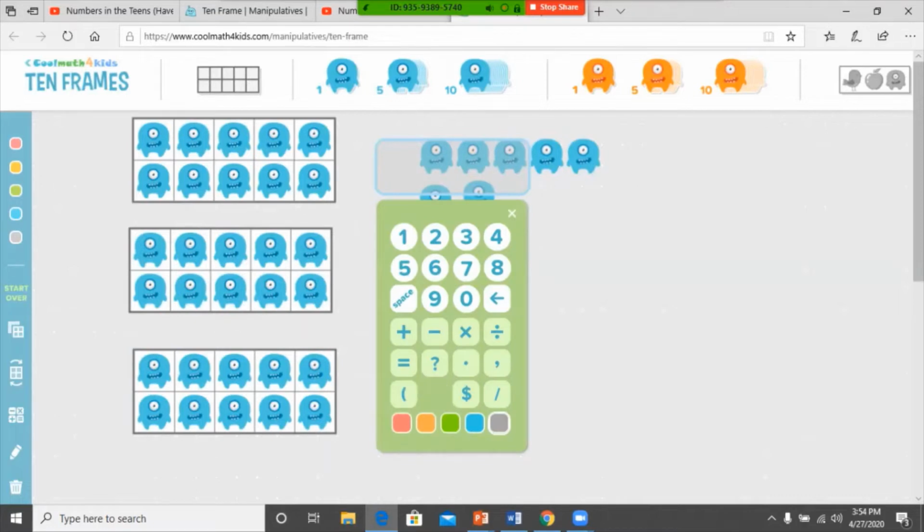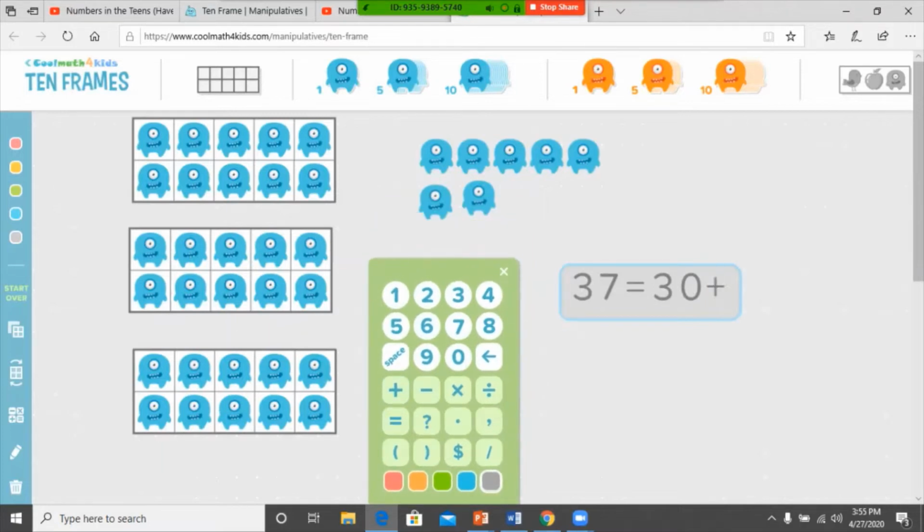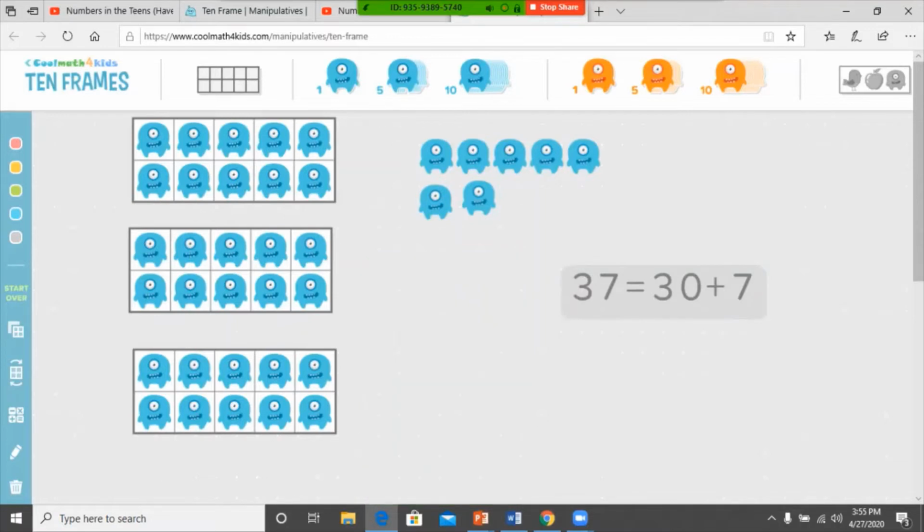So what I just did for you is I showed you that the number 37 would be the same as 10, 20, 30, plus, if you look, 1, 2, 3, 4, 5, 6, 7. So 7 ones. So our number 37 would be decomposed into 30 and 7 more.